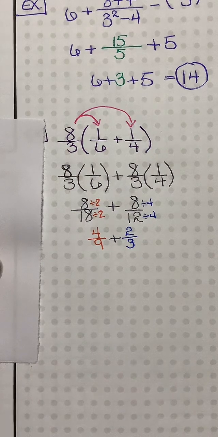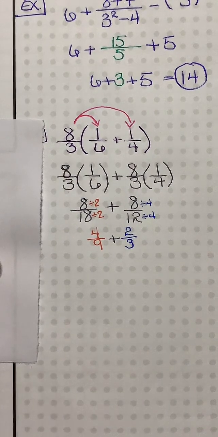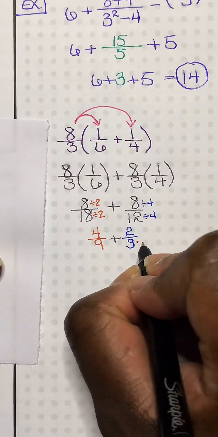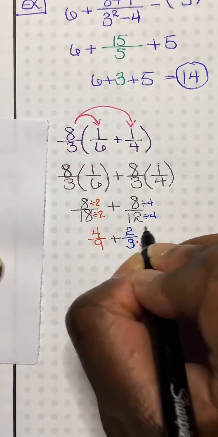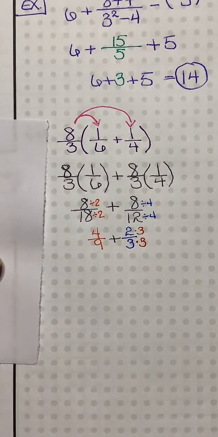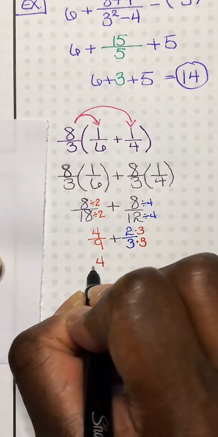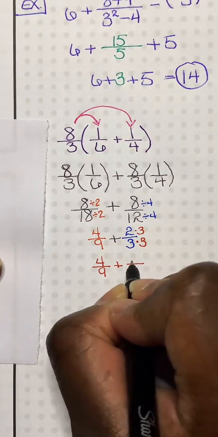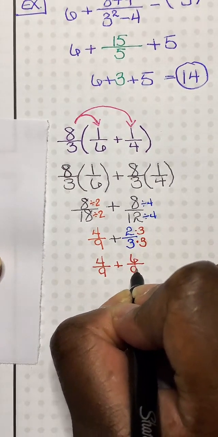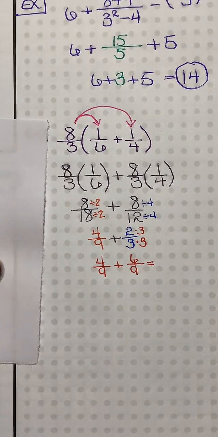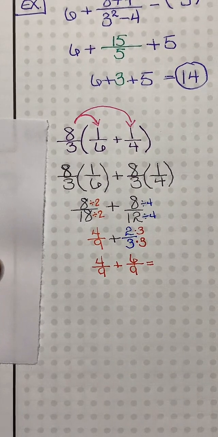So if we have, we need to have a common denominator. So I need to change that 3 to a 9. So that means we have our 4/9 plus our 6/9, which will give me what? There we go.